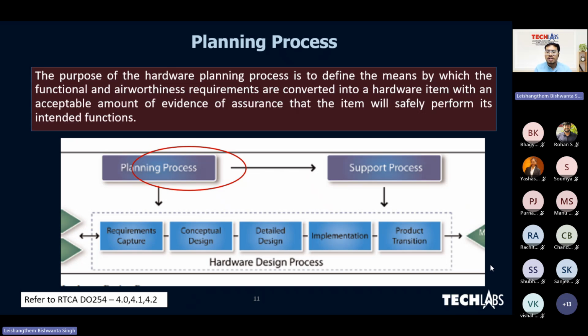The planning process is where DO-254 compliance begins actually. Its purpose is to define how functional and airworthiness requirements get translated into actual hardware. Very important. So the requirements have to be translated into actual hardware, with enough documented evidence to assure the item will safely perform its intended function. It is covered in sections 4.0 through 4.2 of the RTCA DO-254. The planning process is very important in terms of DO-254. It's not just plain documentation planning, but it is the actual document that governs the whole DO-254 process.